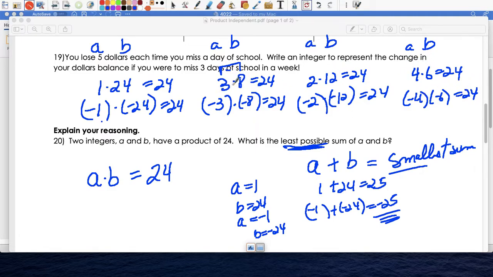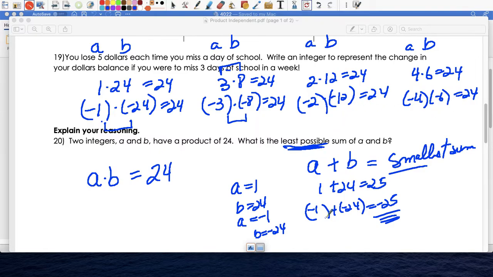Adding 3 plus 8, we got 11. 2 and 12, we got 14. And 4 and 6, we got 10. So all those actually don't give us the smallest sum, right? They give us a big value because they're all to the right of 0. So we're definitely interested in the negatives, right? Which of these pairs, negative 1 and negative 24, negative 3 and negative 8, negative 2 and negative 12, or negative 4 and negative 6, gives me the smallest sum?